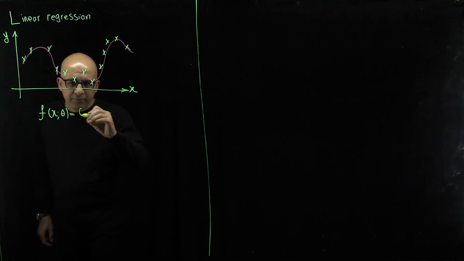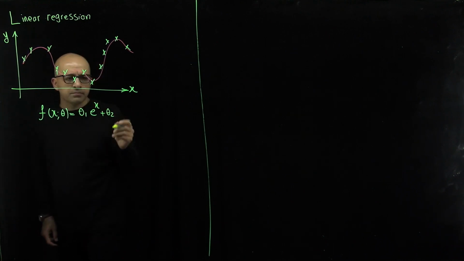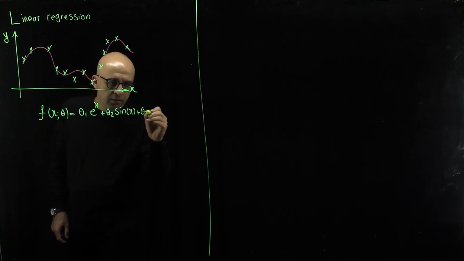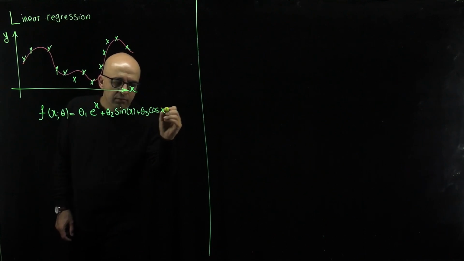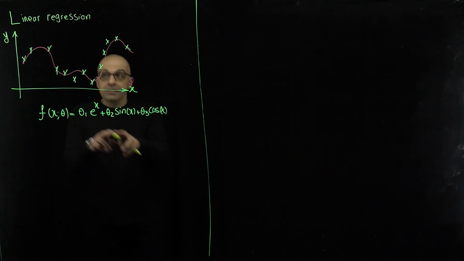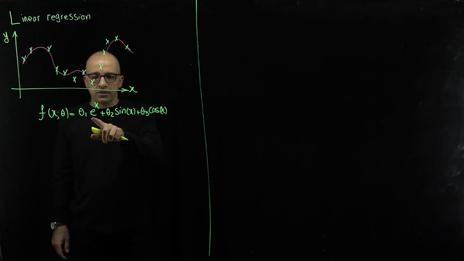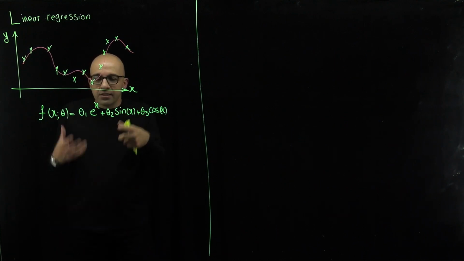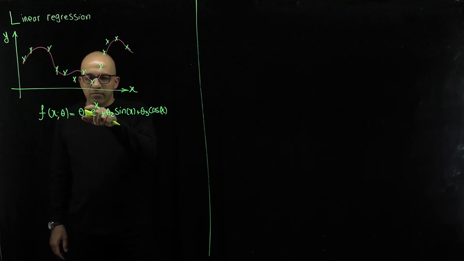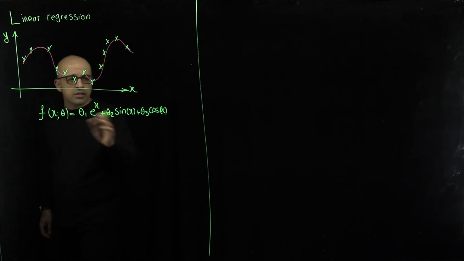Let's say you have theta 1 e to the power of x plus theta 2 sine of x plus theta 3 cosine of x. Okay, so here, this is still a linear regression model, even though the basis functions are not linear. That's an important distinction. Here, e to the power of x is a nonlinear basis function, but you see that theta shows up linearly. The power of theta is 1. So let's say this is one model.